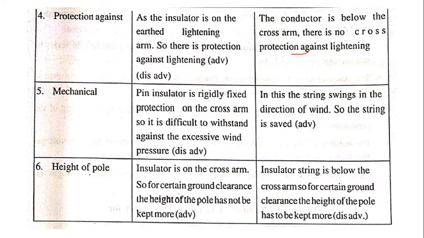Height of the pole: the pin insulator is on the cross arm, so for the same ground clearance, the height of the pole does not have to be increased. That is the advantage. In the suspension type, this is the cross arm, and we provide the insulator string below the cross arm. In the pin type insulator, we provide the insulator above the cross arm, so the overall height is going to be increased. This is the advantage of the pin type insulator, and the disadvantage of suspension type, because we are putting the cross arm in the downward direction.